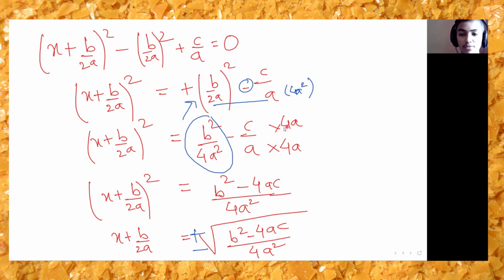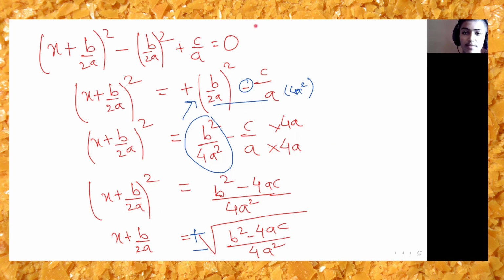So now we should multiply the c, that is the numerator, with the 4a. Now we get b square minus 4a into c, which is 4ac, by the denominator, 4a square. So here 90% of our problem is completed. Now if you see, we have x plus b by 2a whole square. Now we will send the square to that side, and it will become plus or minus under root.